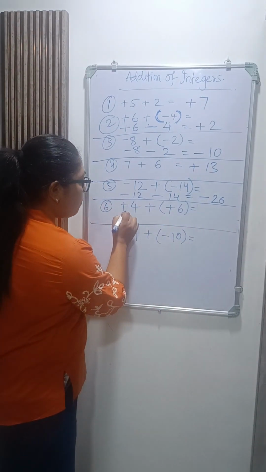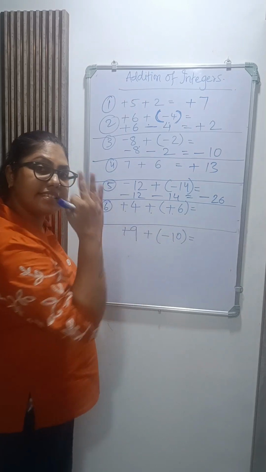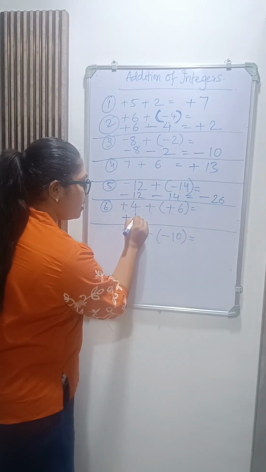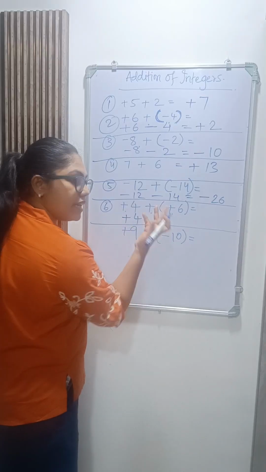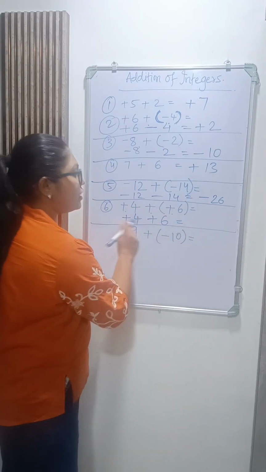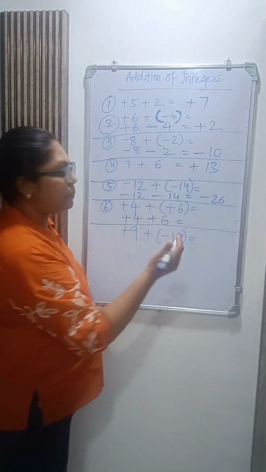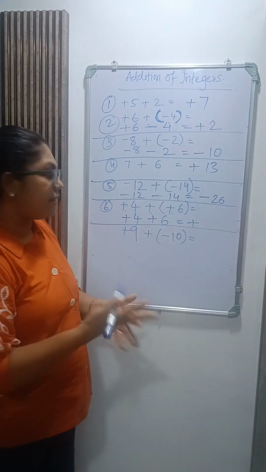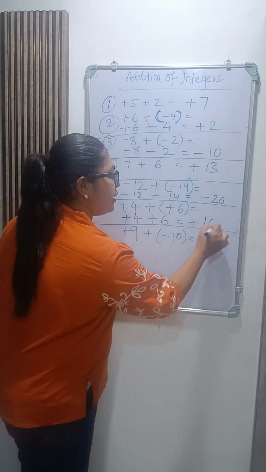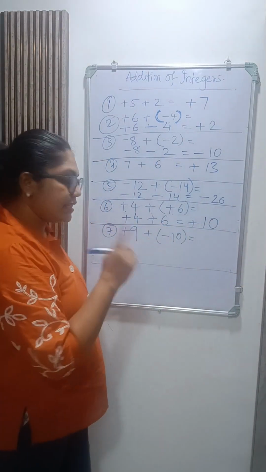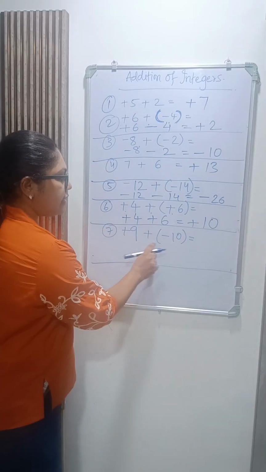Then come to the sixth sum. Here again I have 1, 2, 3 signs. I have converted them into 2. So there is an important step. First, you will take as it is, plus into plus, plus. And this is 6. So both are having plus sign. So we are going to put plus and we are going to add. Because same sign, so add it. 4 plus 6, 10. And the last sum of this video is plus 9 plus minus 10.